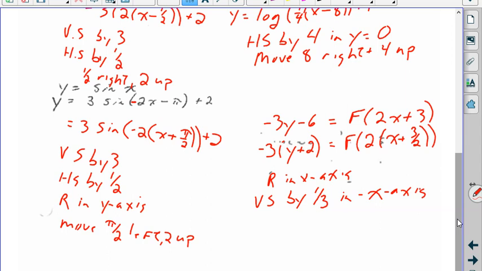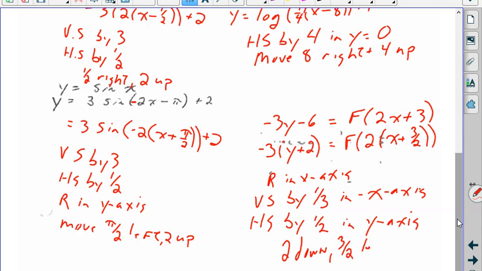Okay. So over there we have a vertical stretch by 1/3. We have our horizontal stretch by 1/2. And then we have 2 down, because it's y minus -2, and 3/2 or 1.5 to the left. So again, when this shows up, make sure you factor.